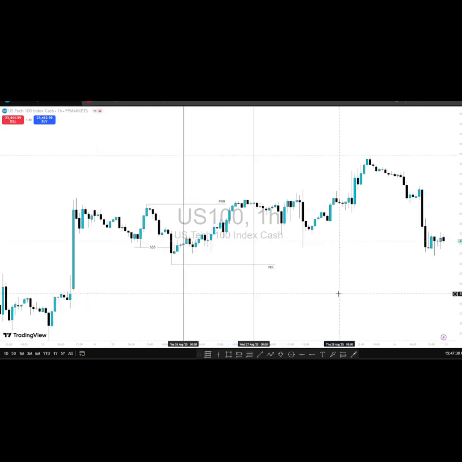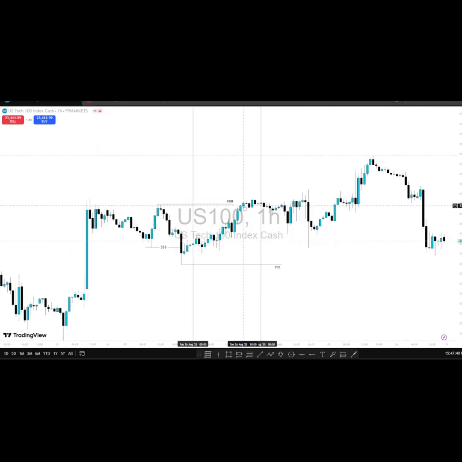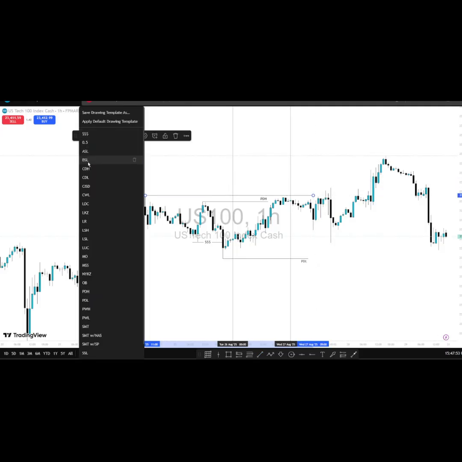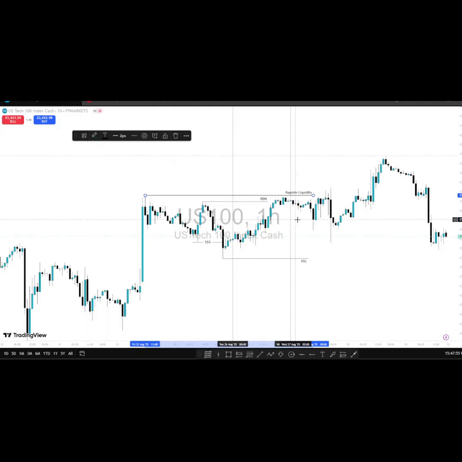And then we had this buy side liquidity right above the previous day high. So that was my main draw on liquidity on Tuesday. This buy side liquidity and the previous day high, but mainly the previous day high, right?